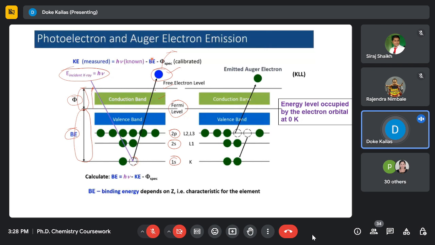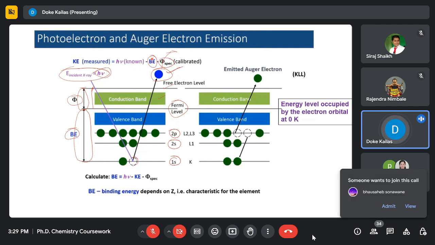So this h nu, the total incident energy: some of the energy is utilized to remove the electron from the core shell to the Fermi level. Some of the energy of the X-ray is utilized to transport the electron from the Fermi level to the free electron level, and the rest of the energy is carried along with the free electron, which we measure in photoelectron spectroscopy as the kinetic energy.